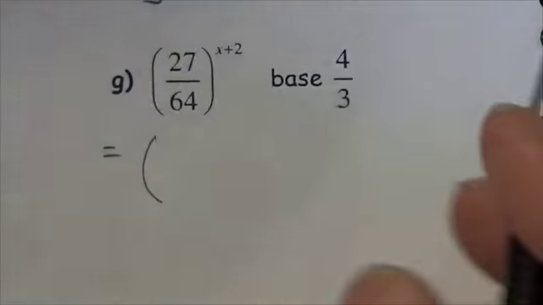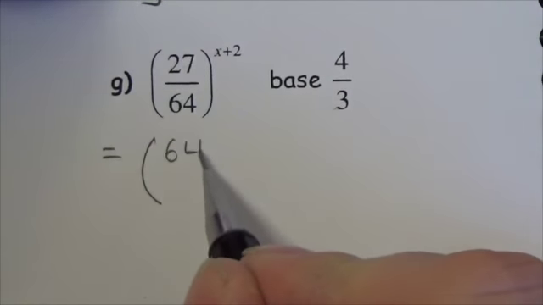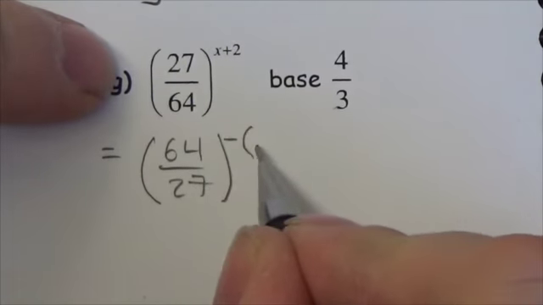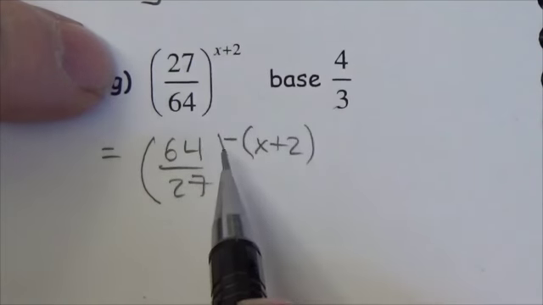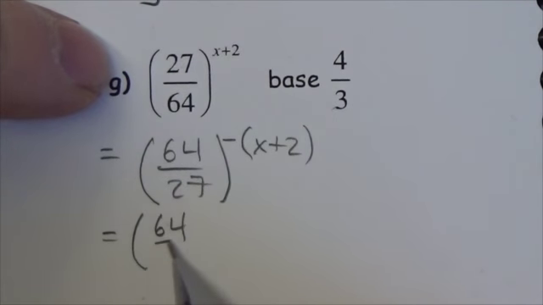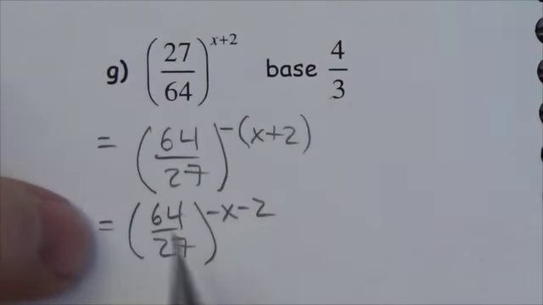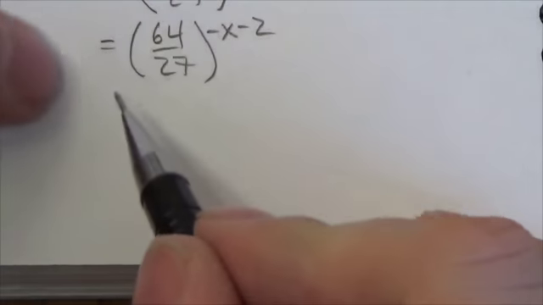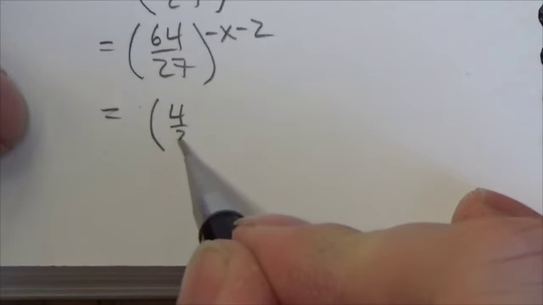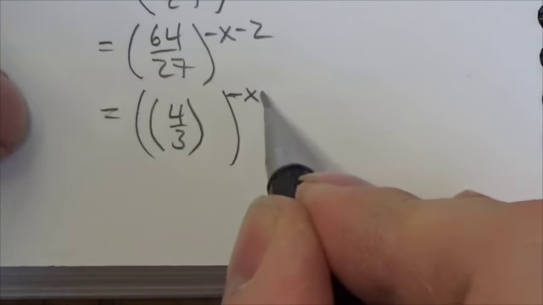So what I'm going to do here to start off with is flip the base. I'm going to find the reciprocal of it, making that 64 over 27. Now I can do that so long as I make the exponent negative. So I'm going to put a negative in front of the whole exponent, not just the x, the whole exponent here. So right now this is going to be 64 over 27 to the negative x minus 2. Okay, now I'm going to deal with the base here and reduce it down to 4/3. So 4/3, okay, there's my base. I'm going to give myself a little room for the exponent to the negative x minus 2.